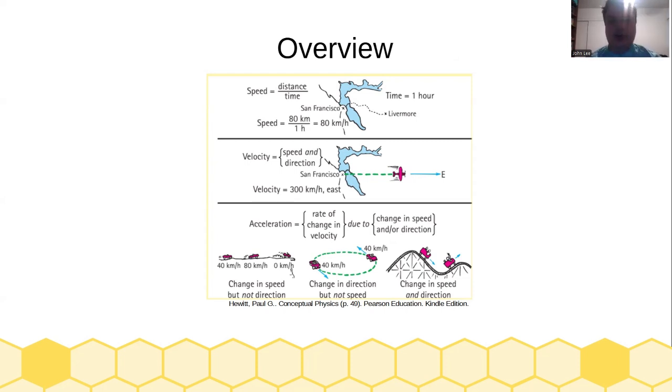A change in direction but not speed is given by this graphic where a car is going in circles at 40 kilometers per hour, but since it is going in circles and changing direction, it is undergoing an acceleration, which is going to be important once we get to circular motion in later chapters. And then you can also have a change in speed and direction.